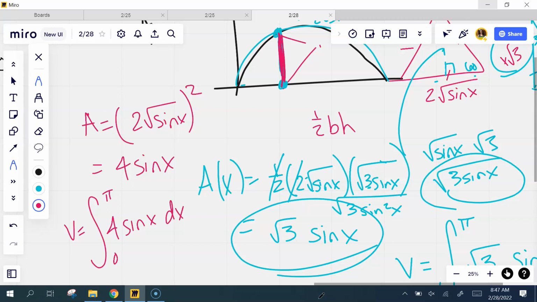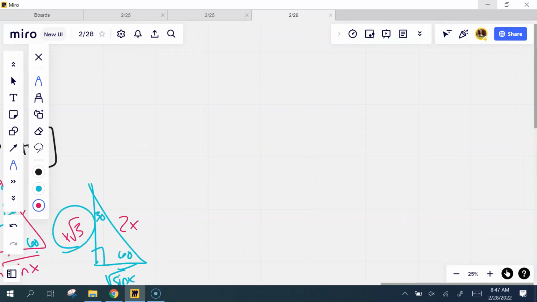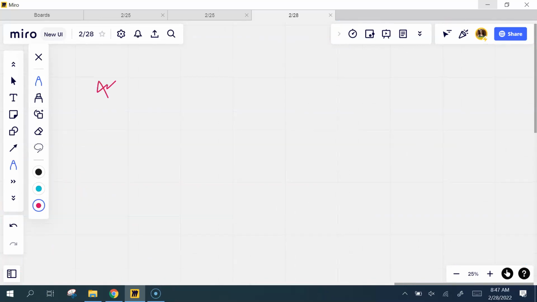Y'all do not like these cross sections, do you? Yeah. 8, yes, that's the answer, 8.